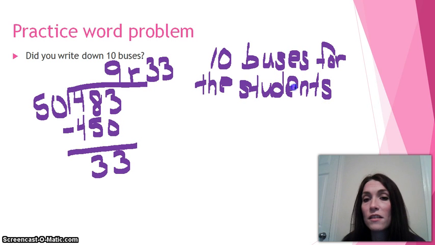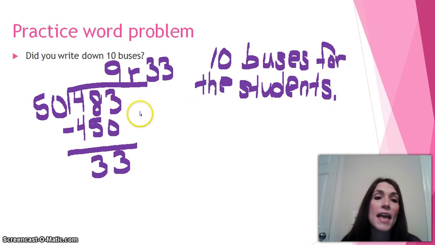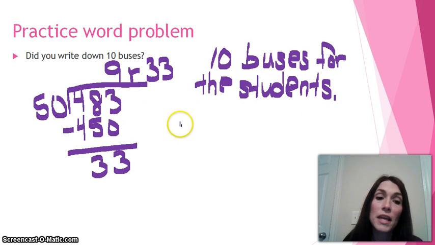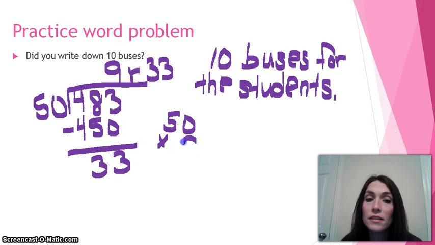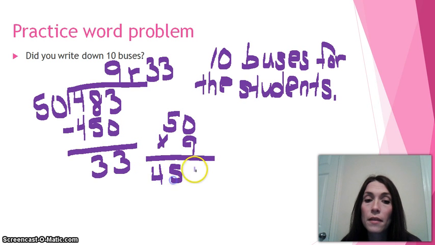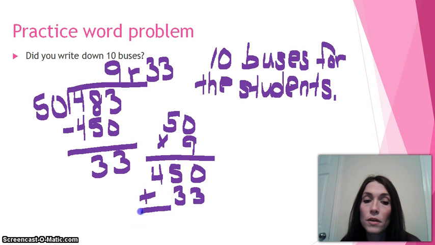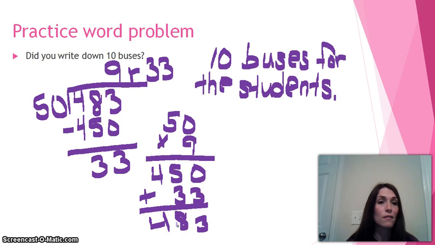See if I can make that E look a little bit better. And let's go ahead and use multiplication to check my answer. 5 times 9 is 450. And then I'm going to add in my remainder of 33, which is going to give me 483. So I know I did that correctly.